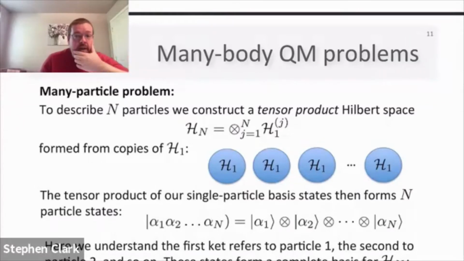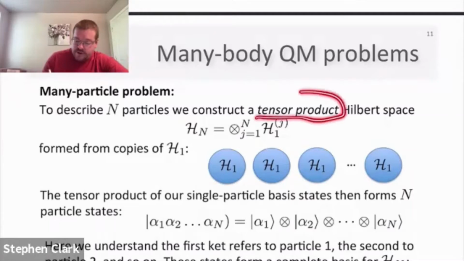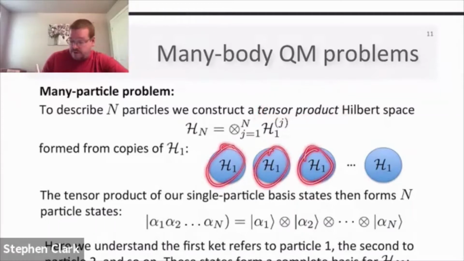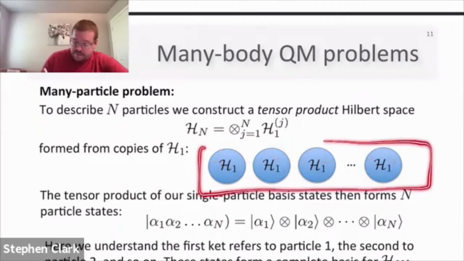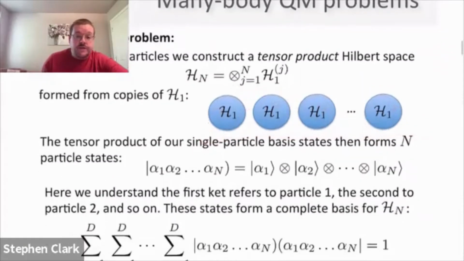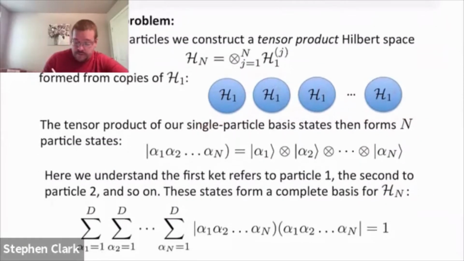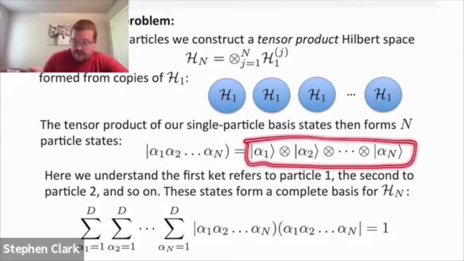Well, for a many body problem, we need lots of copies of our one body problem. And to do that, we need something called a tensor product, which is essentially we just copy our Hilbert space many times. And so we've got n particles, we're going to have n copies of these Hilbert spaces. And then how do we construct a basis that spans this full space? Well, we just do exactly what we would do in a single particle space. We just tensor product each of them together independently.